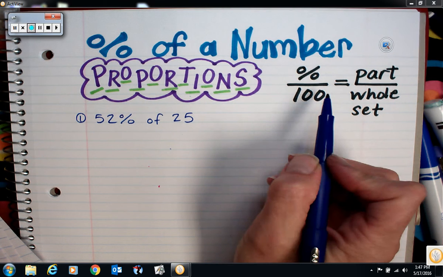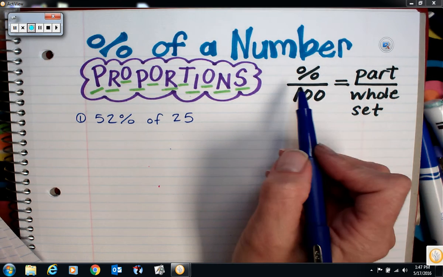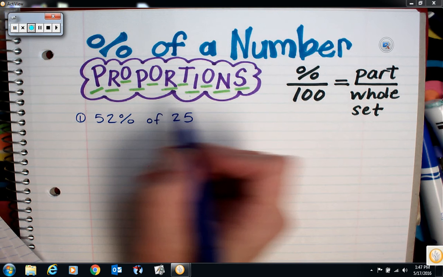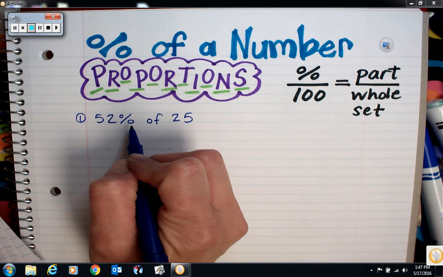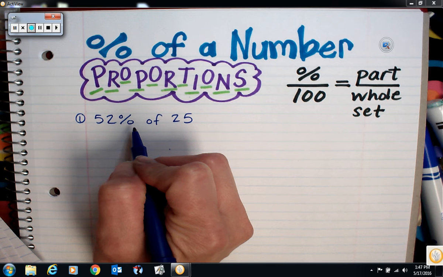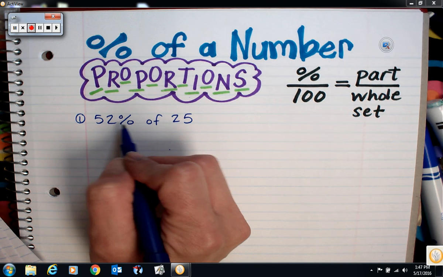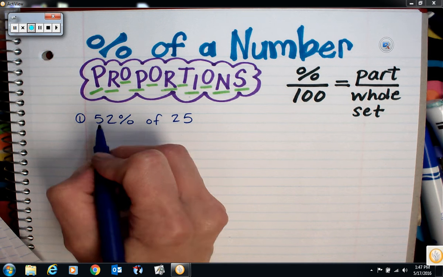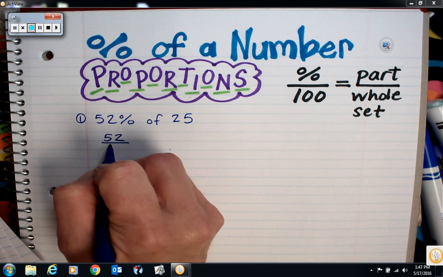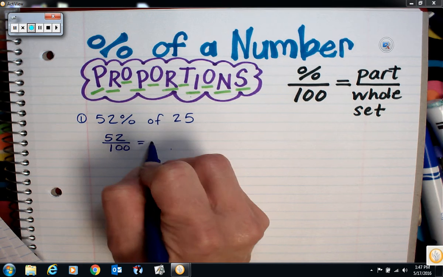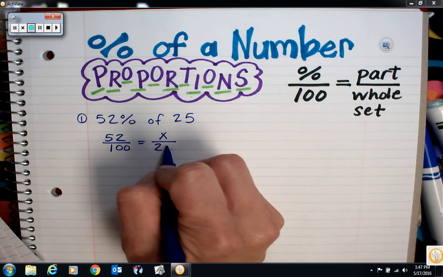So I'm going to set up a ratio like this. The first thing I'm going to set up is my percent. My percent is always out of 100 because that's what this sign means, per 100. So for every 100 items, 52 of those are selected. So I'm going to set up a ratio, 52 to 100, and make that equal to x out of 25.